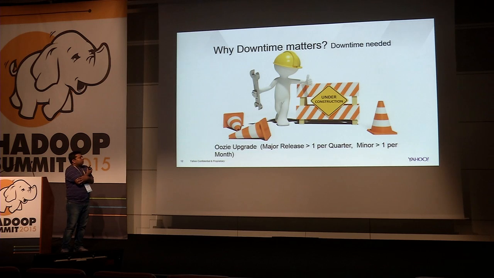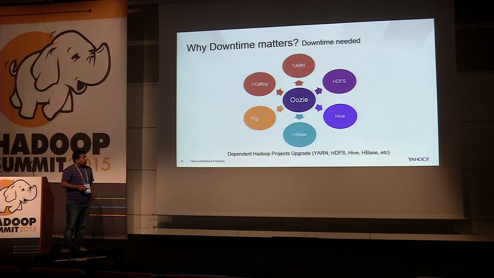Going forward, why do we need downtime? Why can't we just have the Oozie server running all the time? At Yahoo, we do one major release per quarter and then a minor release every month. And whenever you have to do a release, we have to bring it down. There is no way out.